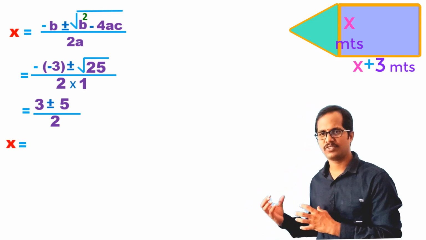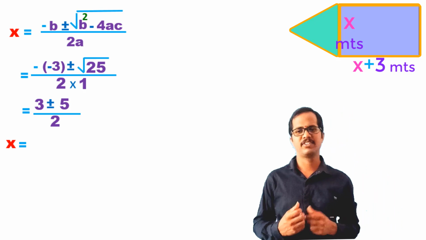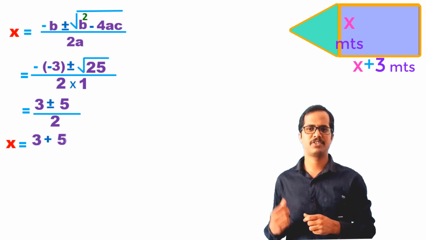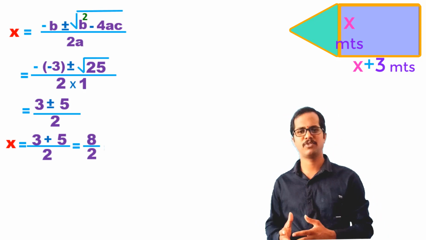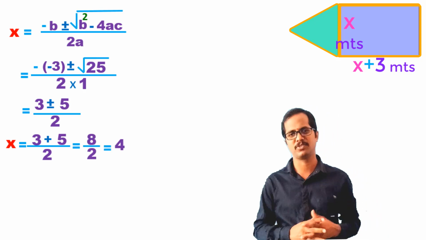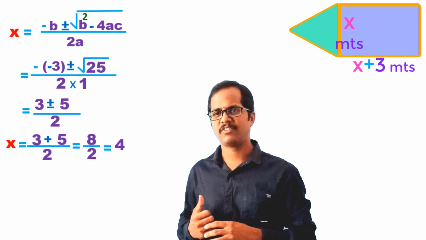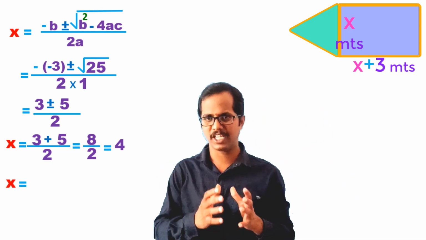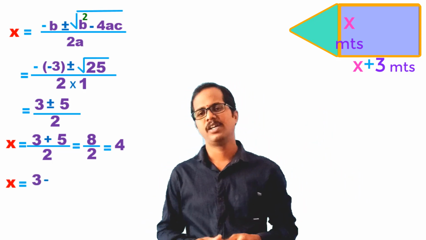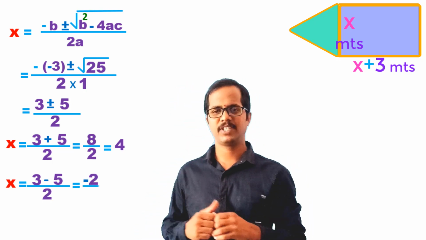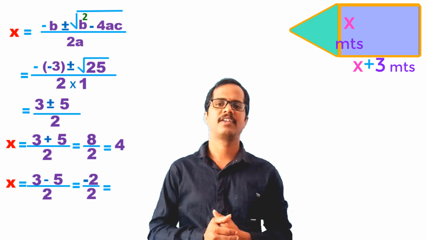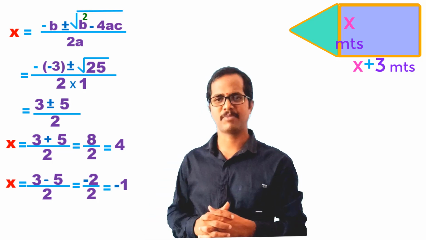If we take positive 5, we get x equals 3 plus 5 by 2, which equals 8 by 2. That means half of 8 equals 4. So x equals 4 is the first solution. And if we take negative 5, then we get x equals 3 minus 5 by 2, which equals minus 2 by 2. By simplifying this, we get x equals minus 1. So here we get the second solution as minus 1.